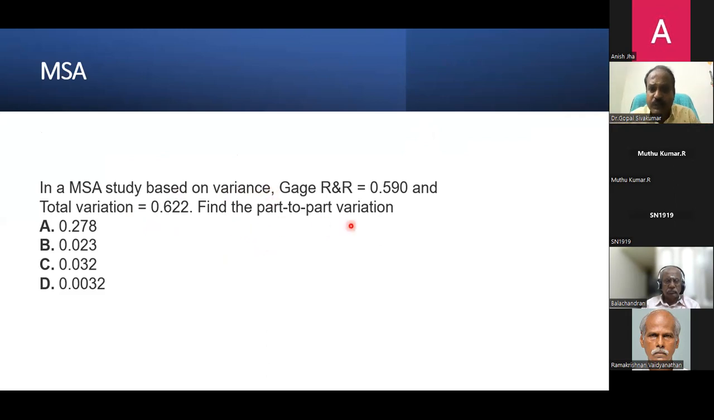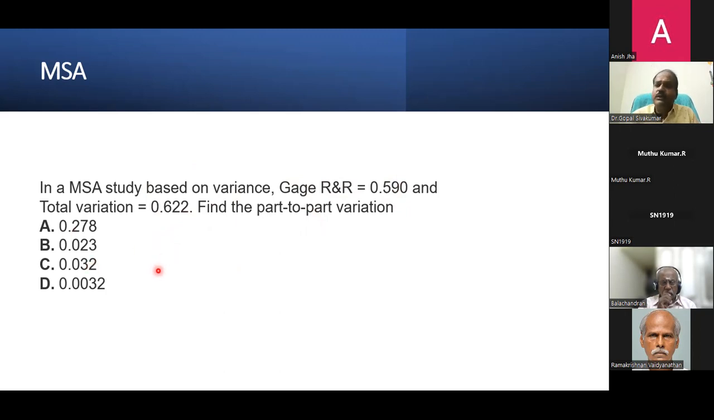Now you are asked to find out the part-to-part variation. Gauge R&R is 0.59, total variation is 0.622. Now what will you do? Total variation is equal to gauge R&R plus part-to-part variation. Now the question is part-to-part, so part-to-part is equal to total minus gauge R&R. That is why 0.622 minus 0.590. Whatever value comes, that you have to choose.